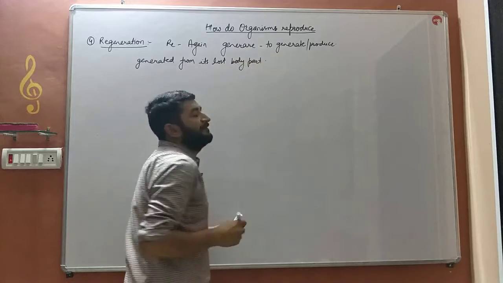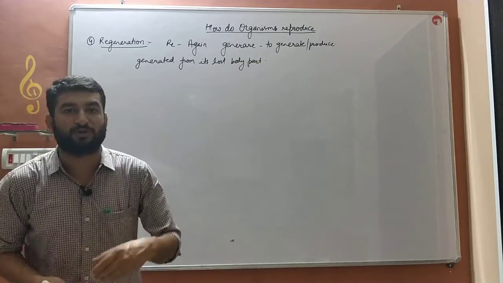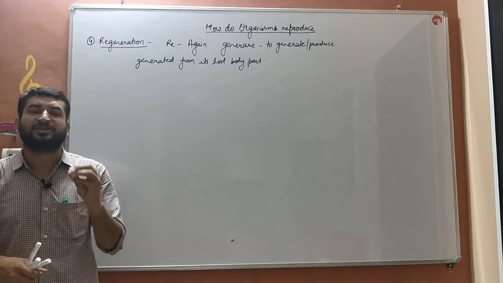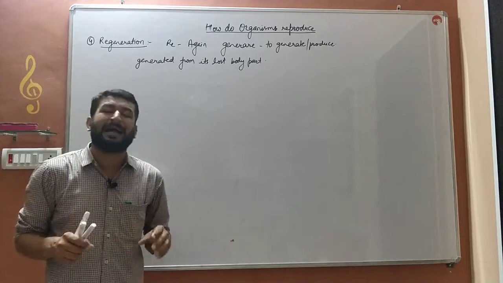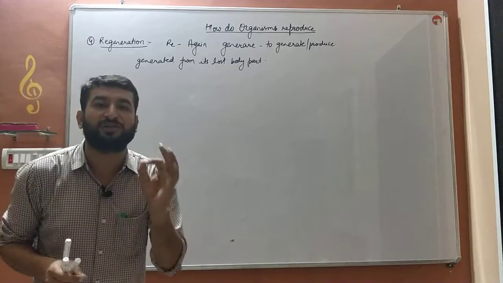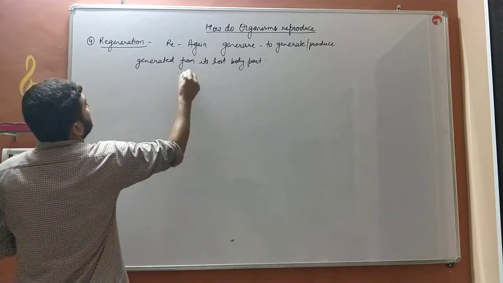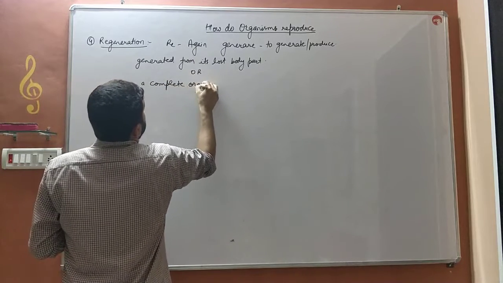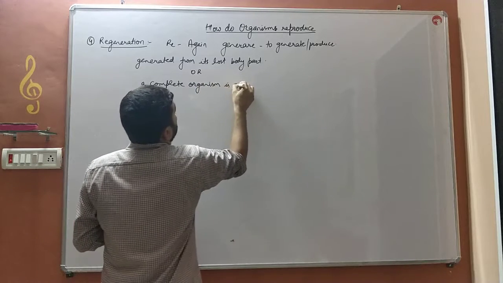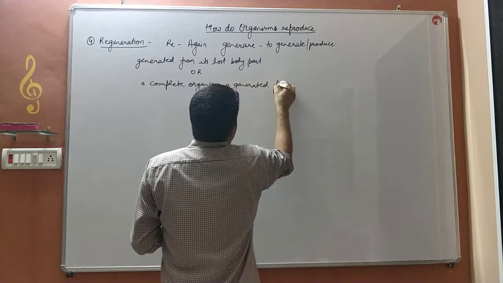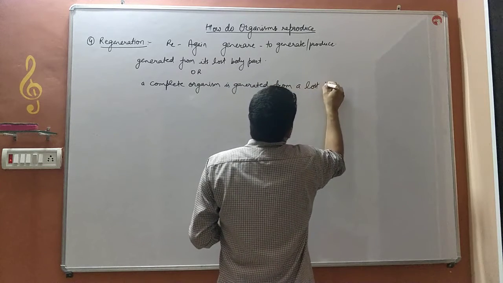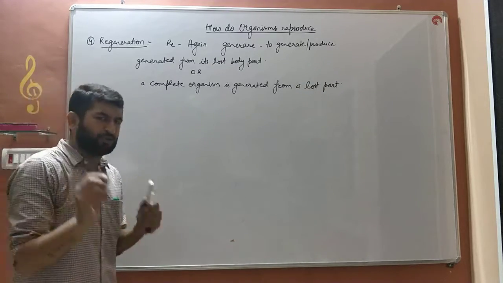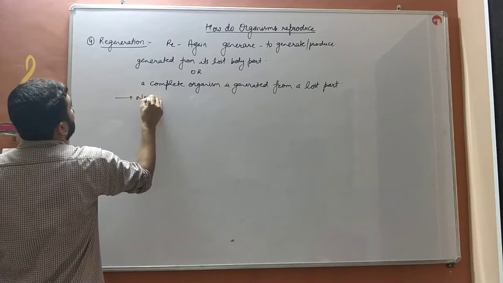Or you can say, when a lost body part gives rise to a complete or whole organism, that mode of reproduction is known as regeneration. It is the process of getting back a full organism from its lost part. Actually, it is not a true mode of reproduction.